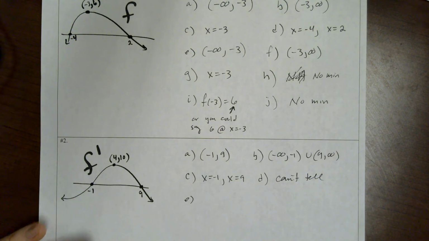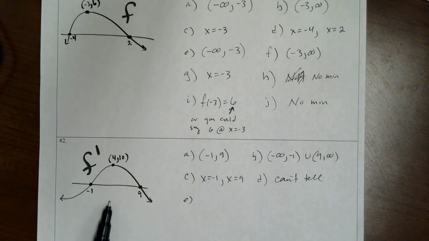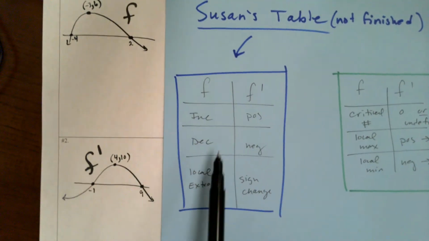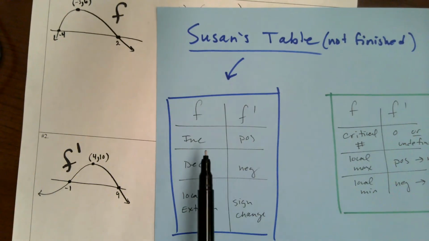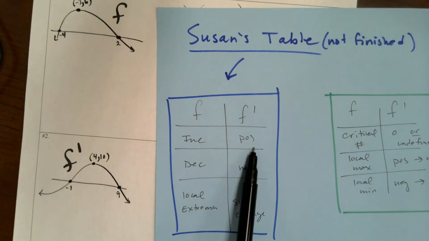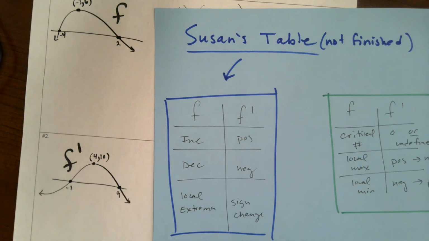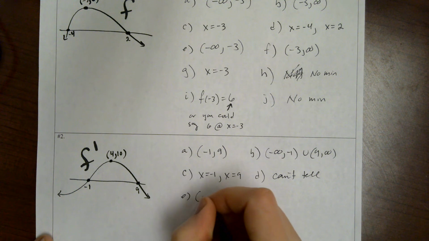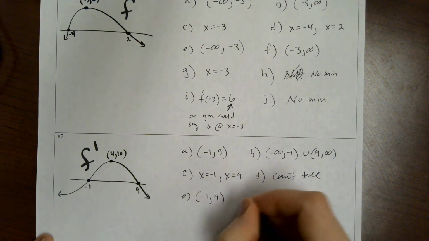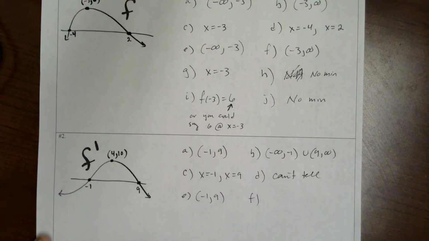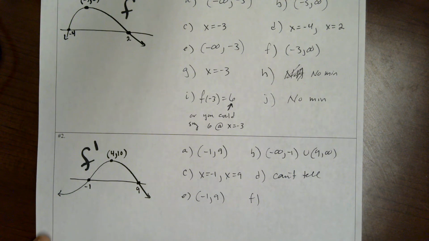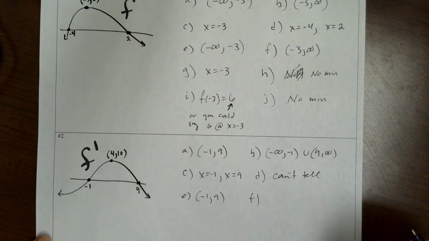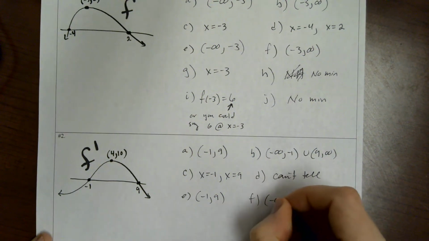What is E? F is increasing on. This is the graph of F prime. We're looking for F increasing. F is going to be increasing when F prime is positive. So this is another way of saying we've got to look for where F prime is positive. So -1 to 9. F, F is decreasing on. F is decreasing when F prime is negative. This is the graph of F prime.